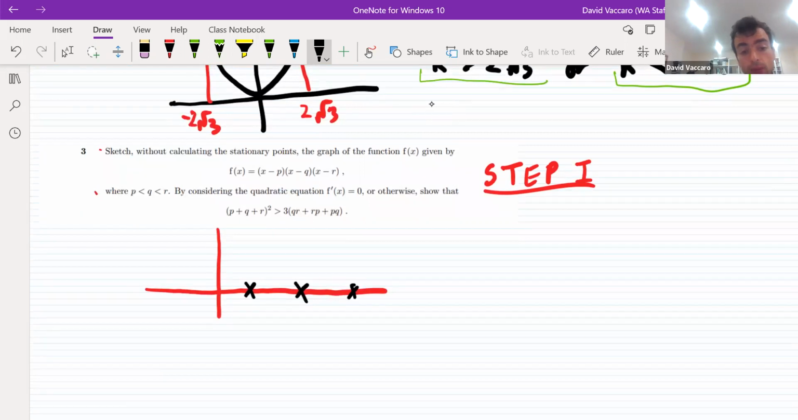This is a cubic function, okay? So we know what general shape it's going to be. We can also see if x is bigger than r, then all of the brackets are positive, so it ends up here. So the graph must look like this.